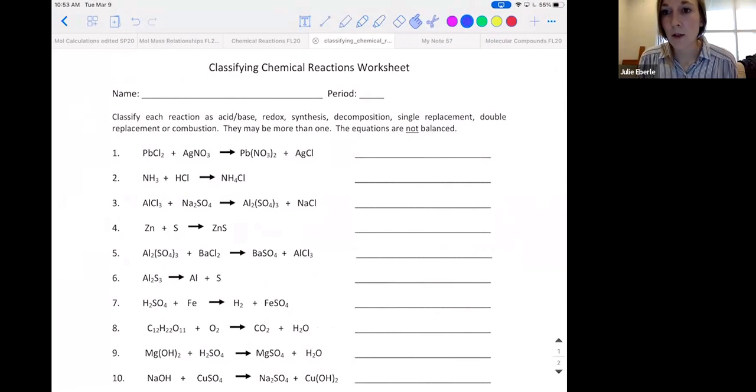Okay, now the one thing, somebody mentioned this at 8 a.m. that I didn't recognize or realize. It doesn't have precipitation anywhere on here. And there are indeed some reactions that are precipitation reactions. So if you also classify it as precipitation, that's great, even though maybe the instructions didn't include that.